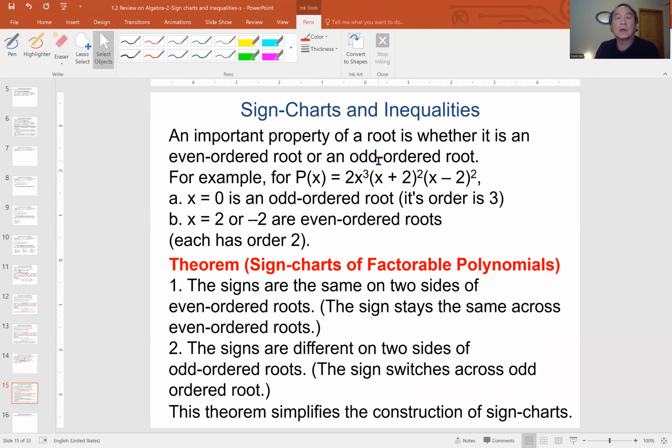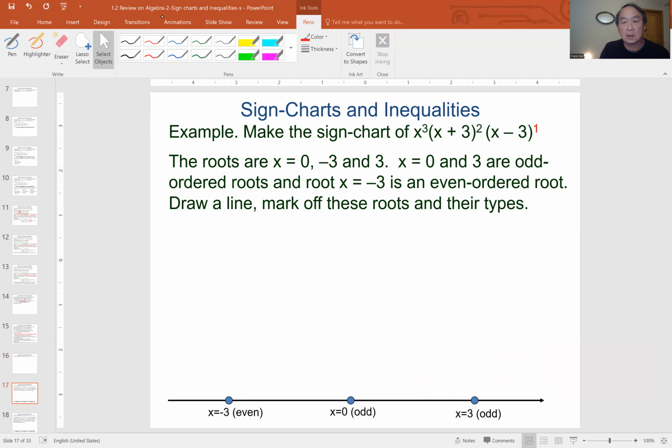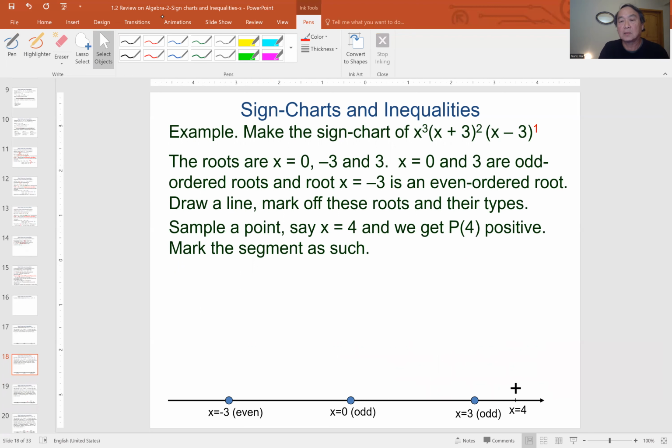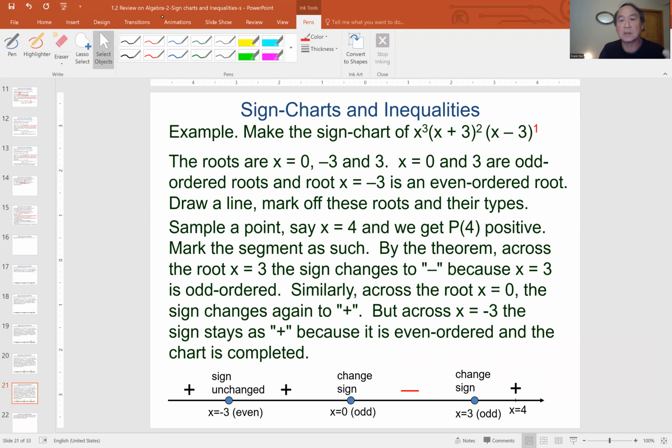And here are the even and odd roots. The sign stays the same around even order roots, but swaps around odd order roots. So here's how we make the sign chart. We mark down the order of each root, and test one number, then use each root to decide whether the sign changes or stays the same.